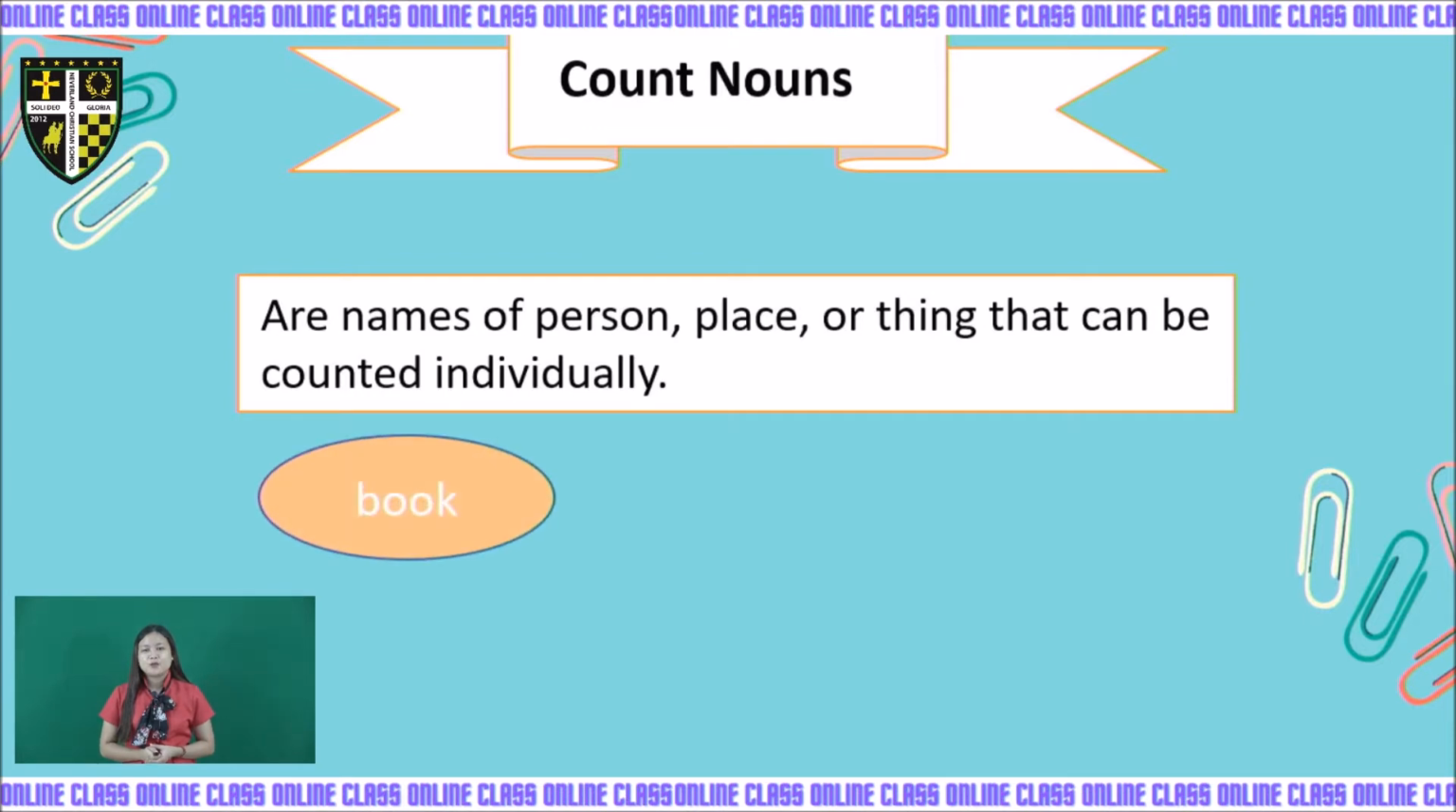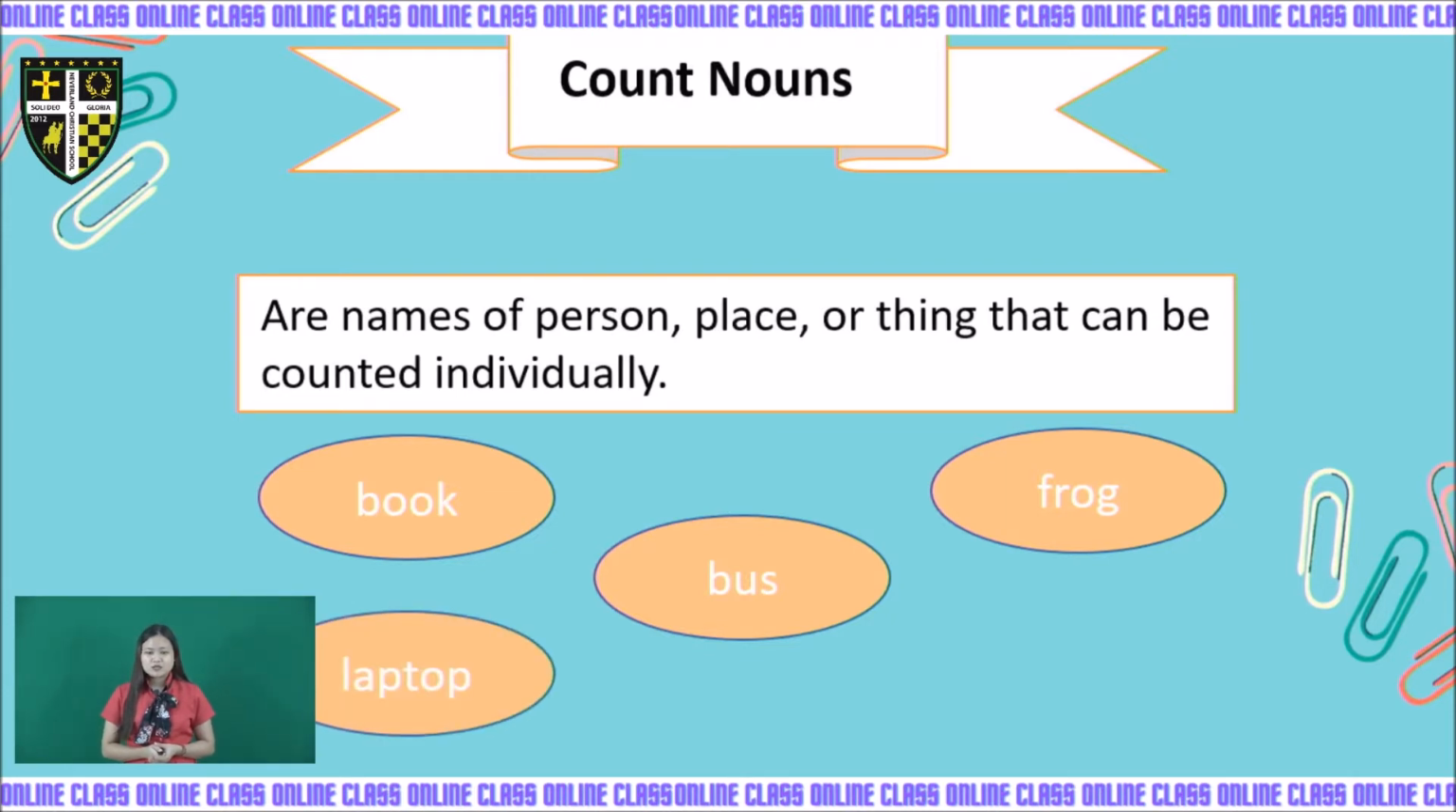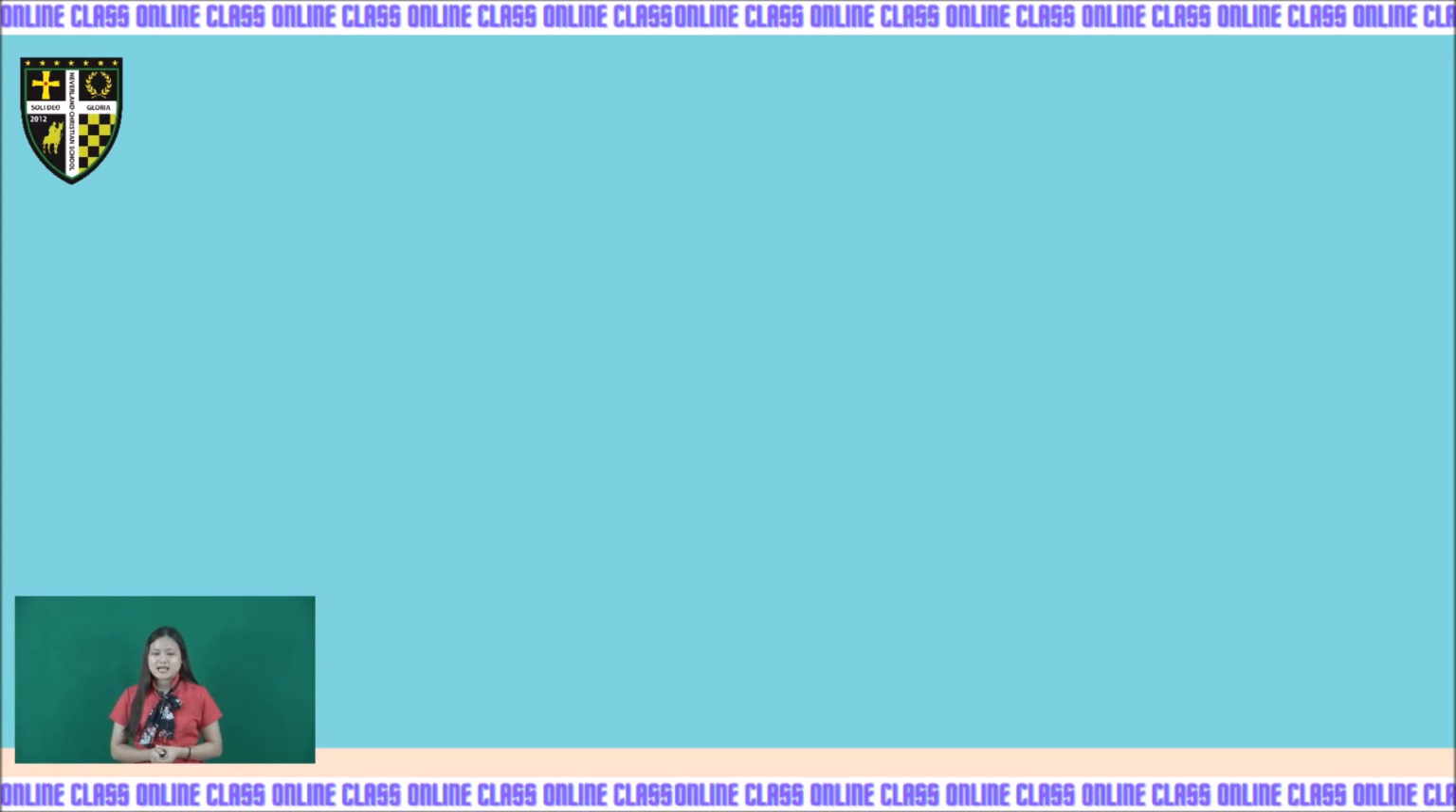For example, book. Can you count the book? Of course, yes. Next one, we have the bus. Can you count the bus? Of course, yes. We can count the bus individually. Next example, we have frog. Can you count the frog? Of course, yes. Next one, we have laptop and then bottles. So these examples can be counted individually or manually by using 1, 2, 3, 4, 5, and so forth. So let's have an example using sentences.